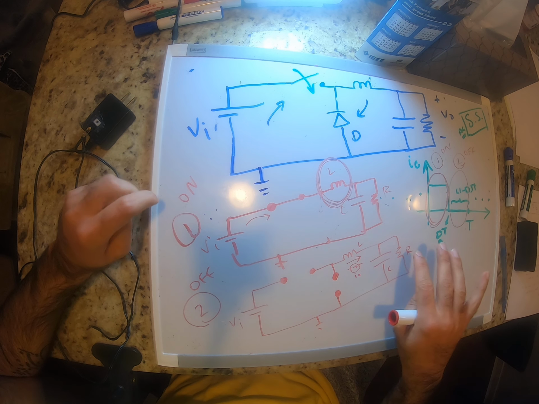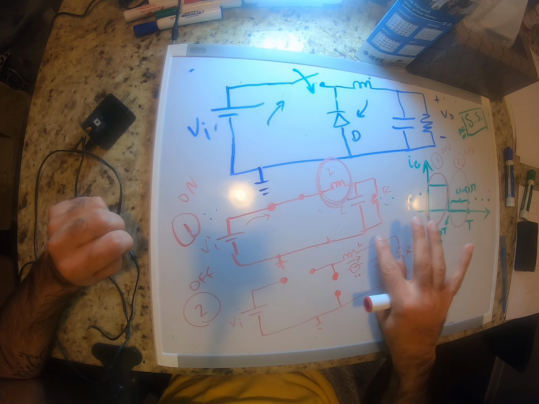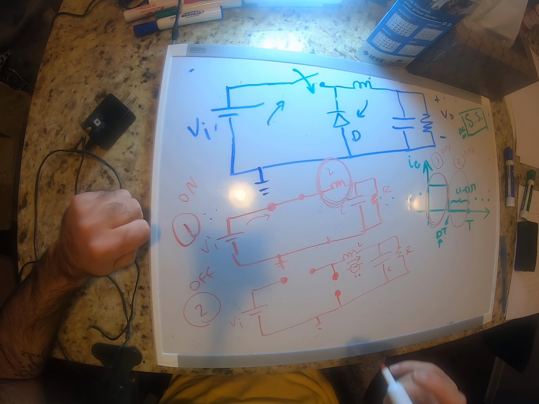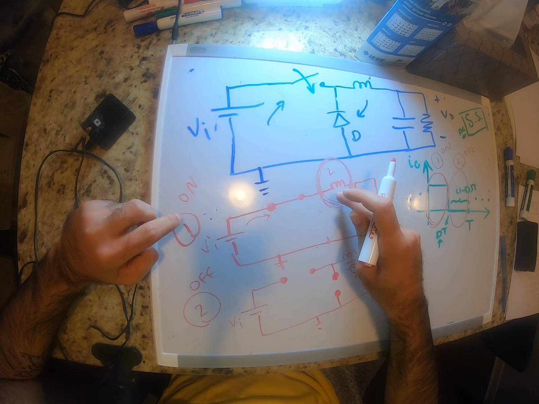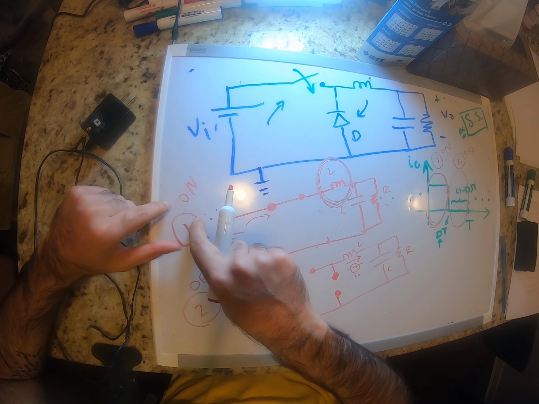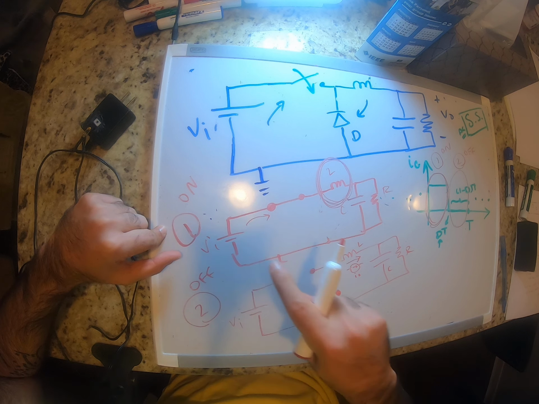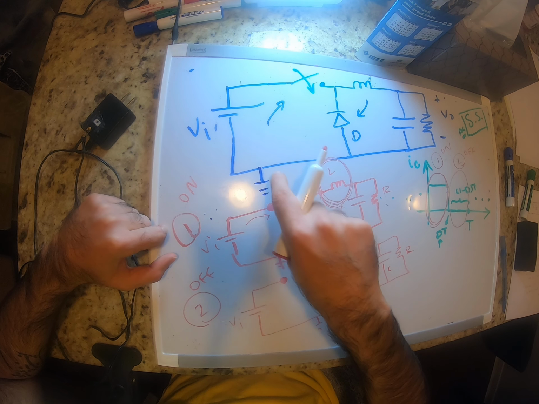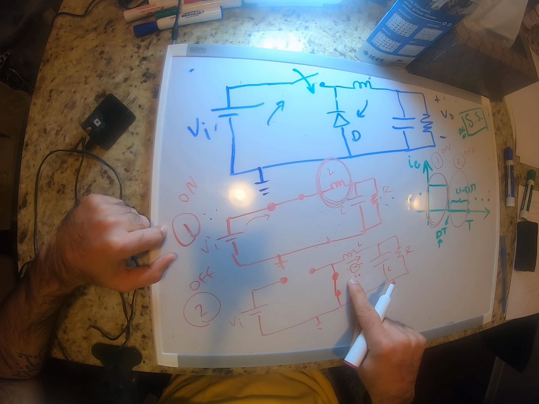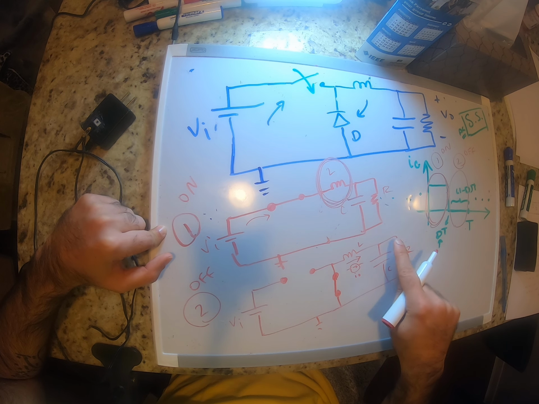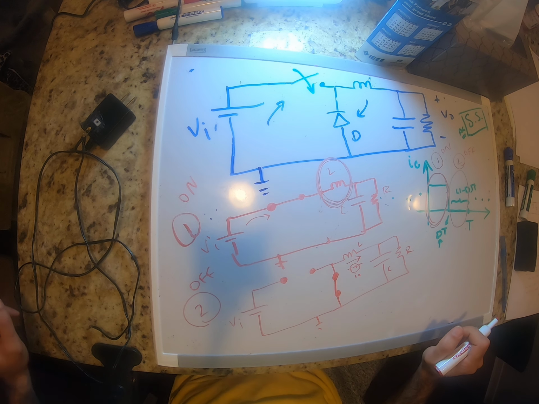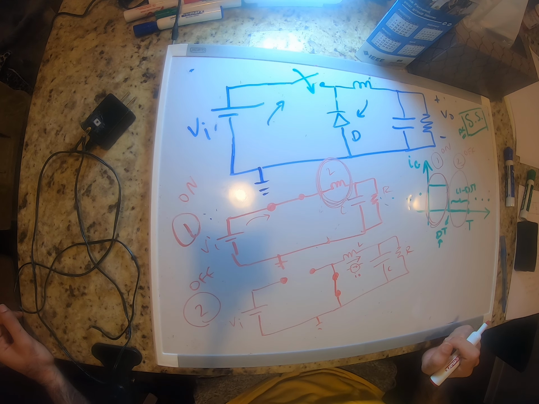The diode becomes open because there's no other reason for it to be open. There's no current pushing this diode to become on. But if we have some energy stored in the inductor in the on state, then when you open the switch, this initial current inside the inductor is going to push this diode to conduct.